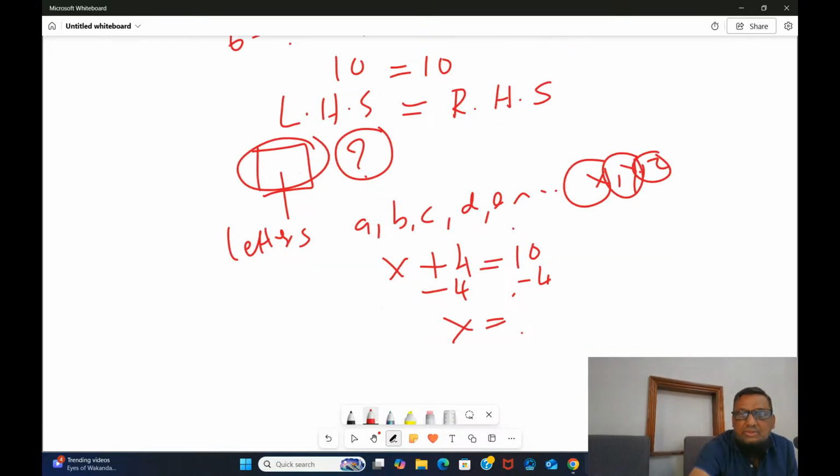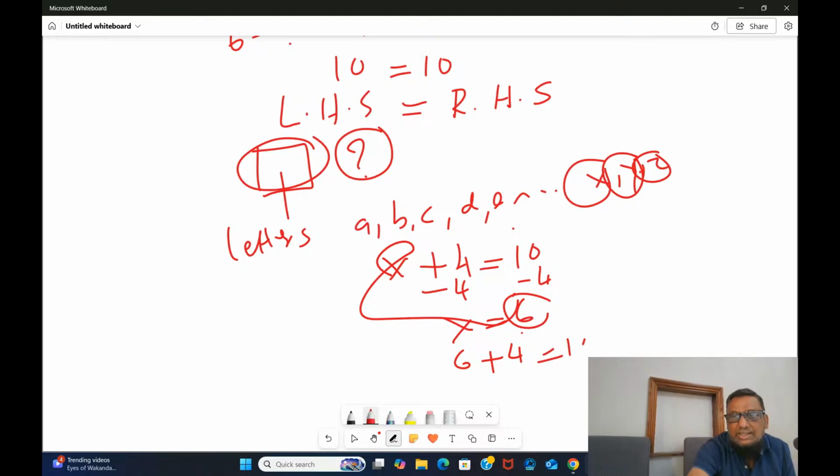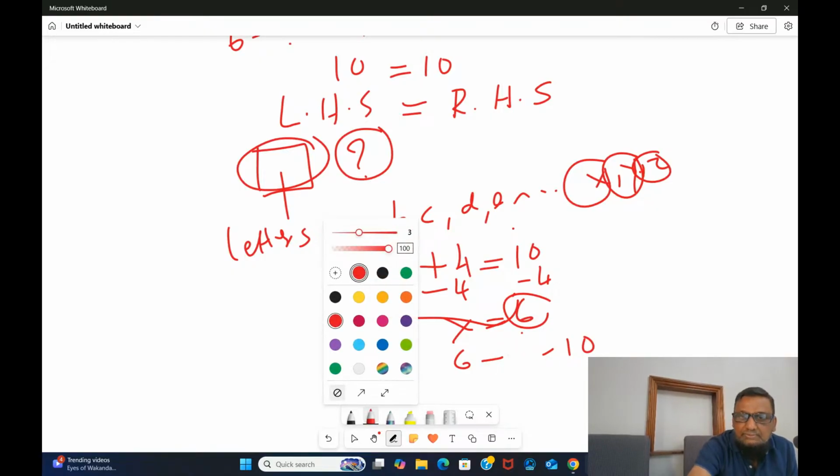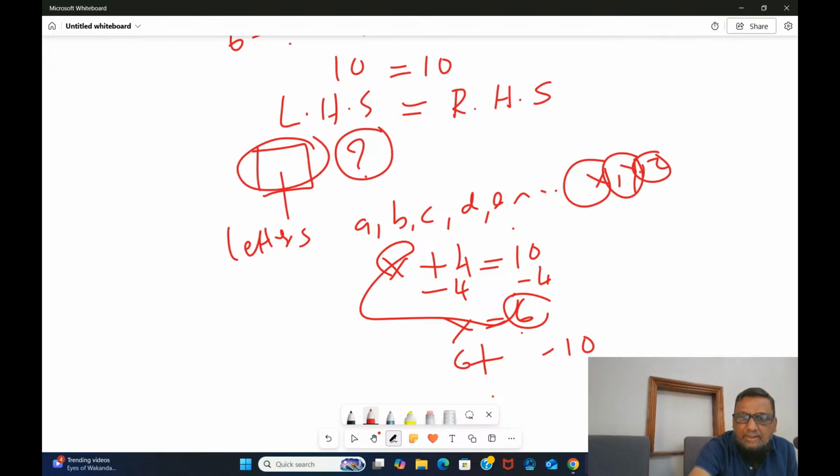So X equals 6. If we substitute this 6 here, 6 plus 4 equals 10. Look at this side and this side: left hand side equals right hand side. This is the concept behind the equation.